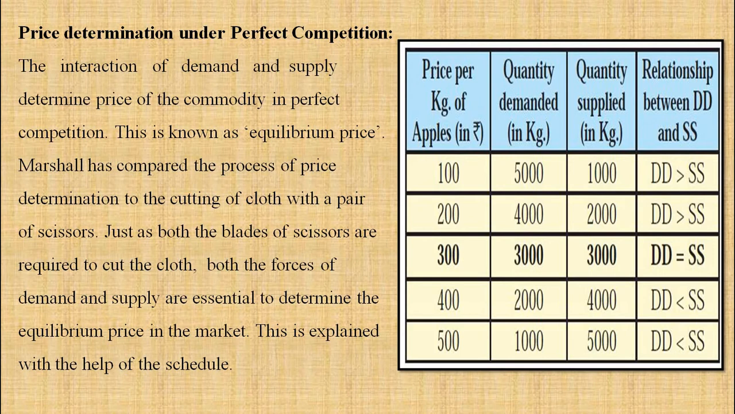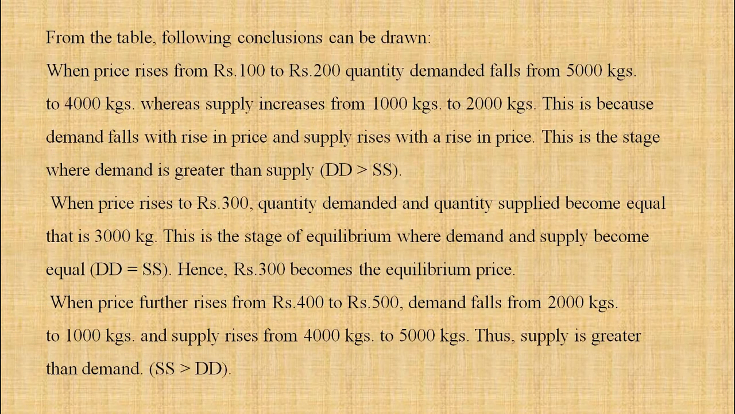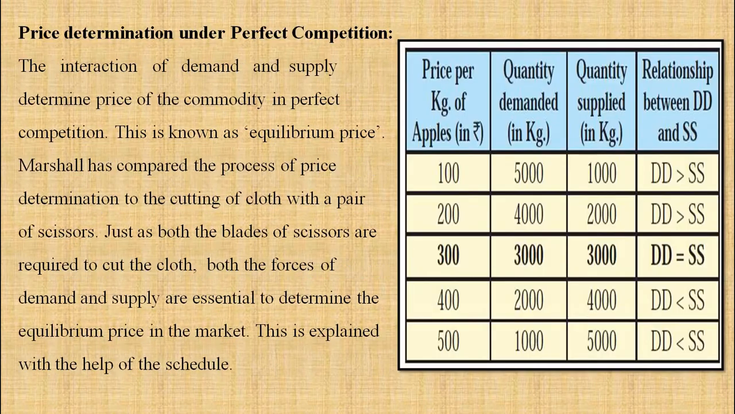Now let us understand this table. Let us see the table. In the table there are 4 columns. First column is of price per kg of apples, it is in rupees. Second column is quantity demanded in kg. Third column is quantity supplied in kg. And the fourth one is the relationship between DD and SS. DD and SS is demand and supply.